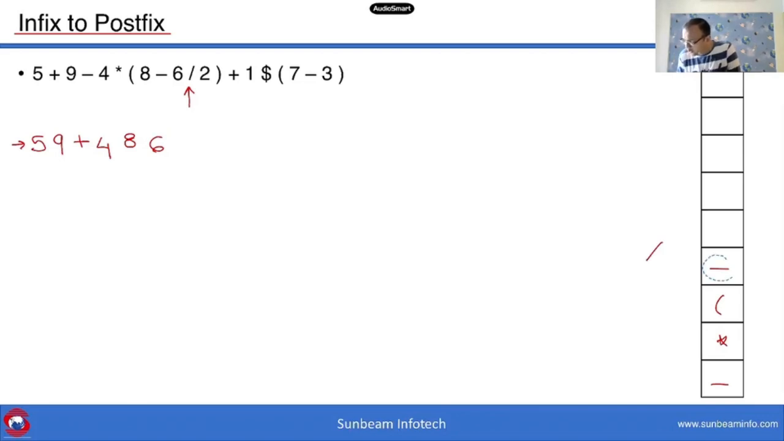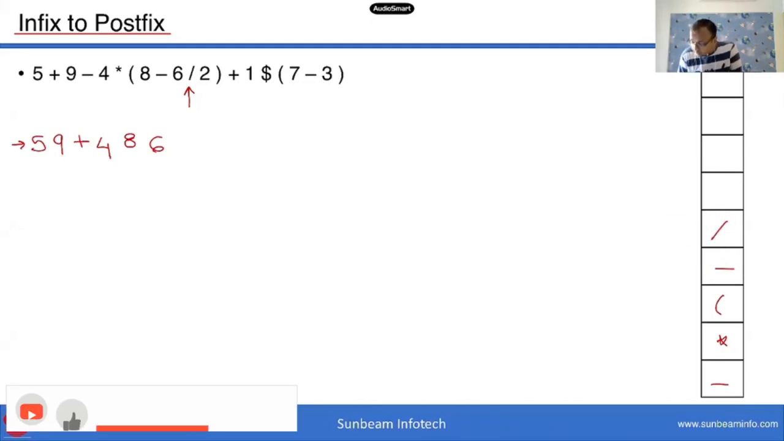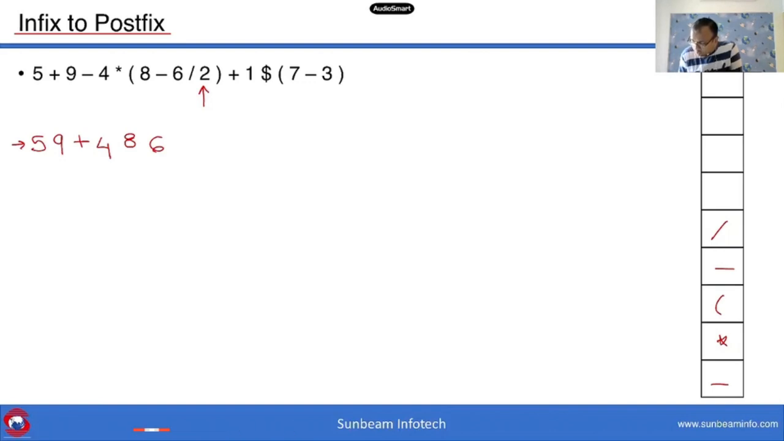Again, the priority of the topmost is greater, not equal, so division can go safely onto this. Okay, that is absolutely fine. You continue further. Next is what, say 2. 2 is an operand, so append it.